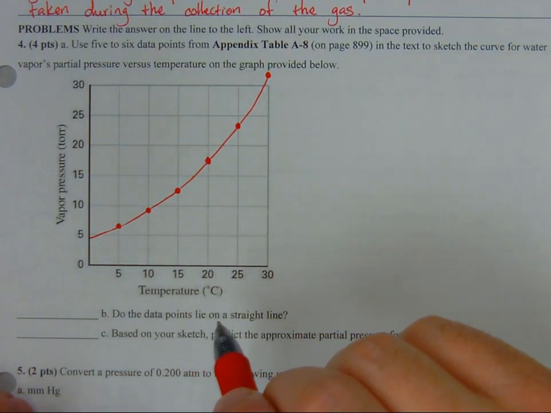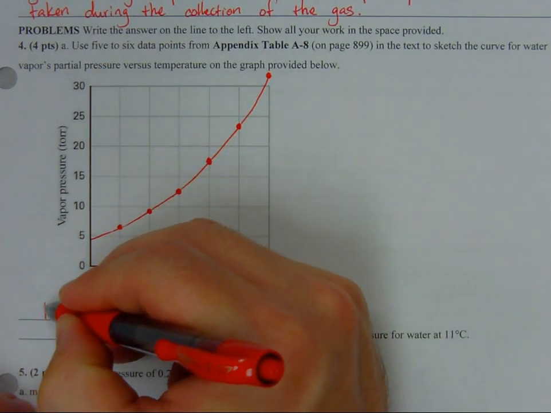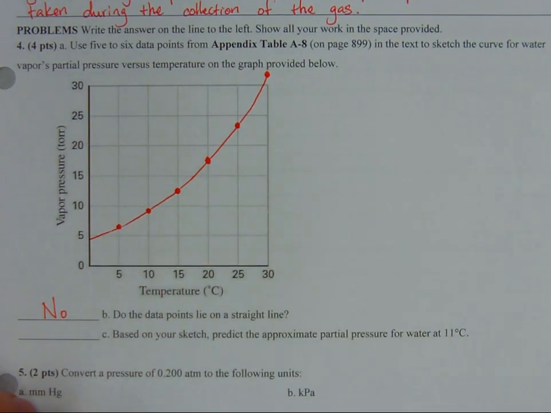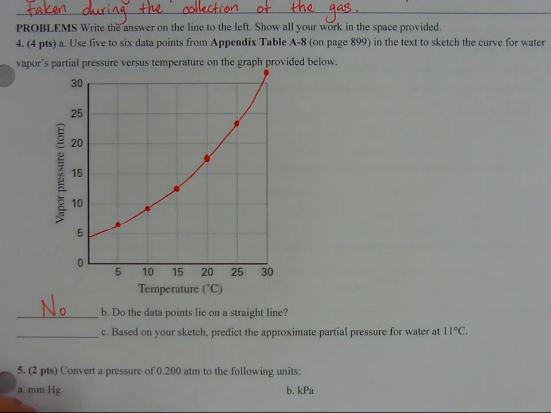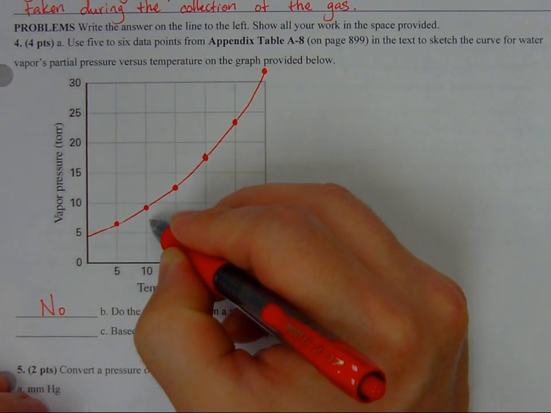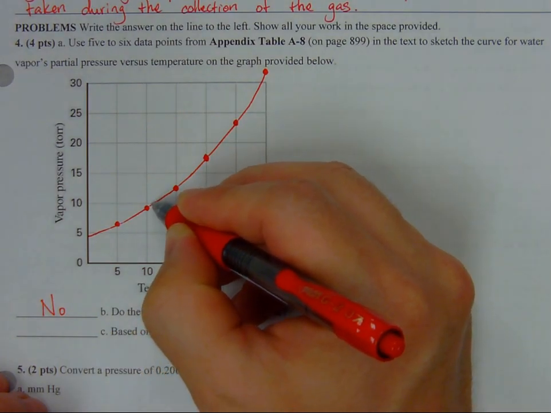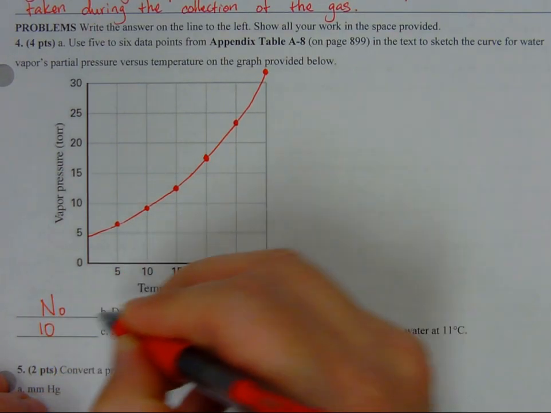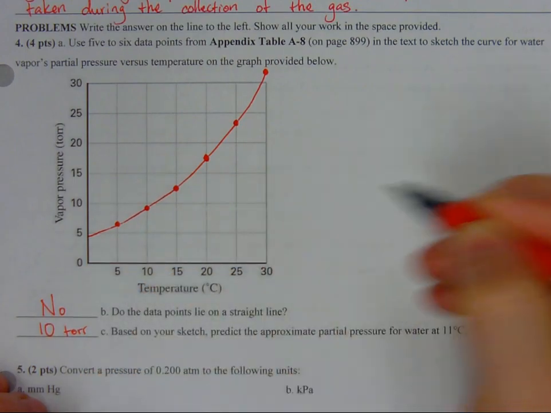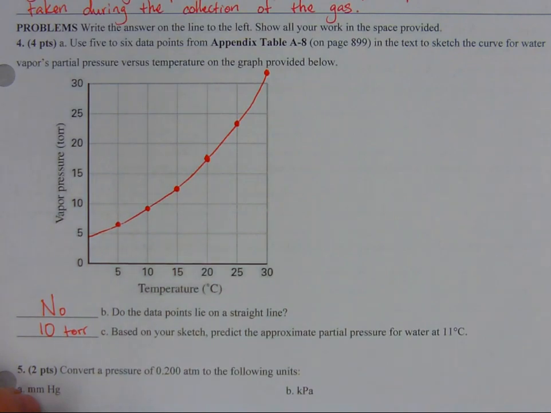B, do the data points lie on a straight line? I think you can see, no, they do not. Okay, it's a curve. So, no, they do not. And based on your sketch, predict the approximate partial pressure for water at 11 degrees Celsius. So I did 10 degrees Celsius, so about 1 over. Going up, that would be almost exactly 10. Right, that would be exactly 10 torr. So the partial pressure of water at 11 degrees Celsius would be 10 torr.